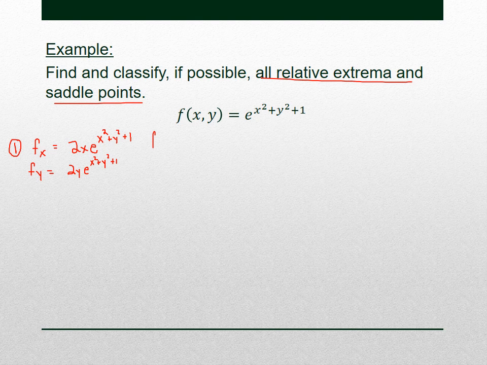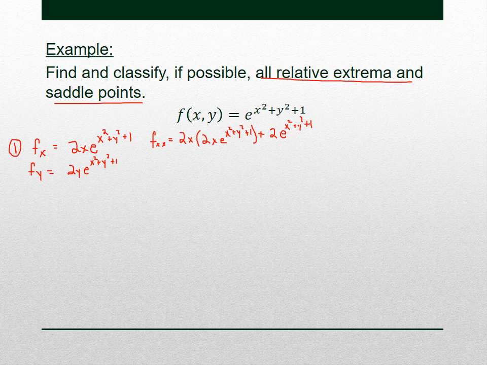Now we need the second partials, fxx. And to find fxx, we're going to have to use a product rule, right? We've got a 2x out in the front and an e to the x stuff up in the exponent. So the first, 2x, times the derivative of the second. Well, that's exactly what we already found. That was 2x e to the x squared plus y squared plus 1. We already did that. So first times the derivative of the second plus the second times the derivative of the first, and the derivative of 2x, partial with respect to x, is just 2. So we get 2 e to the x squared plus y squared plus 1. So there is fxx.